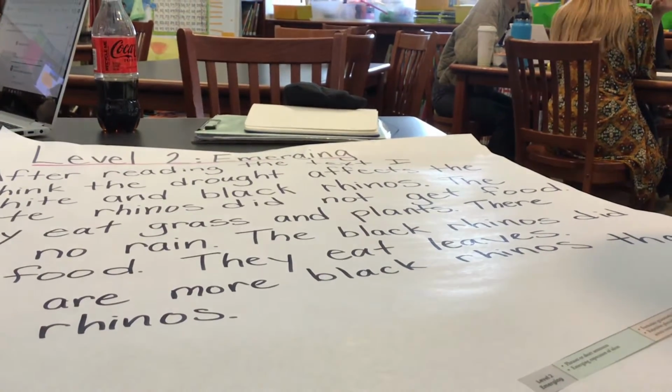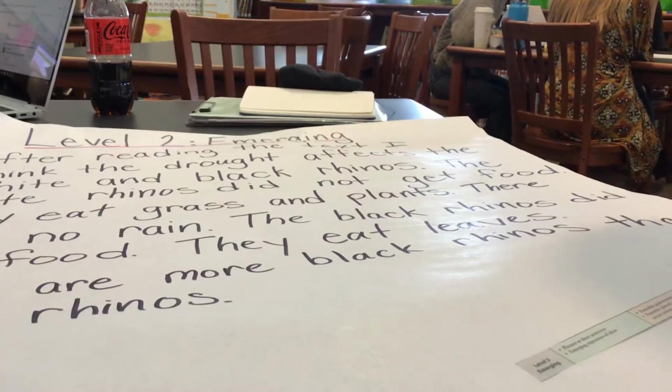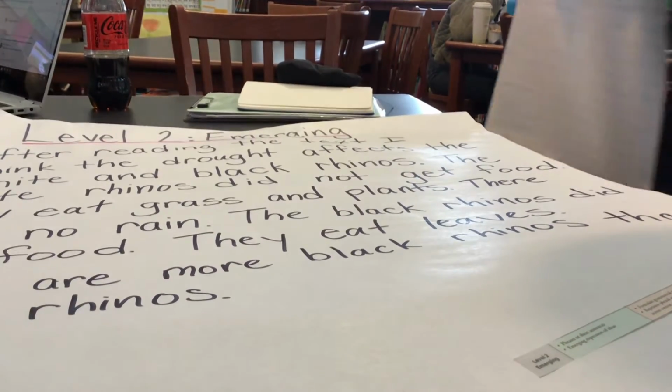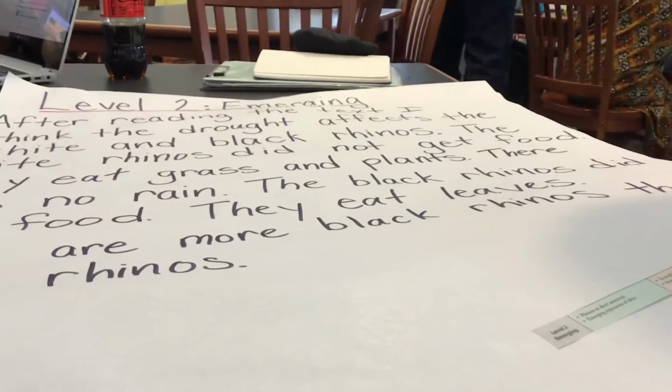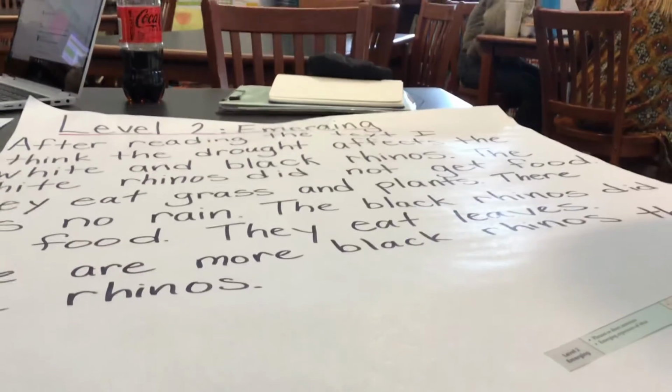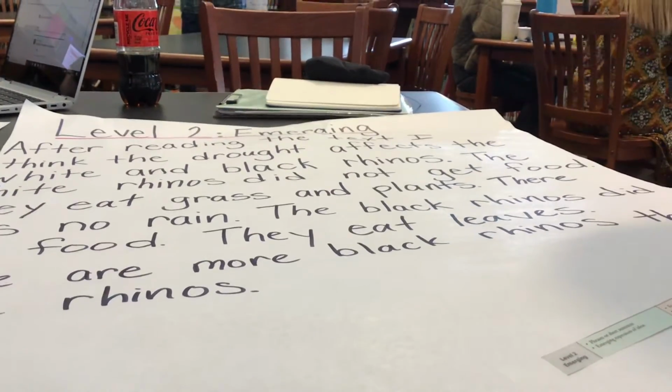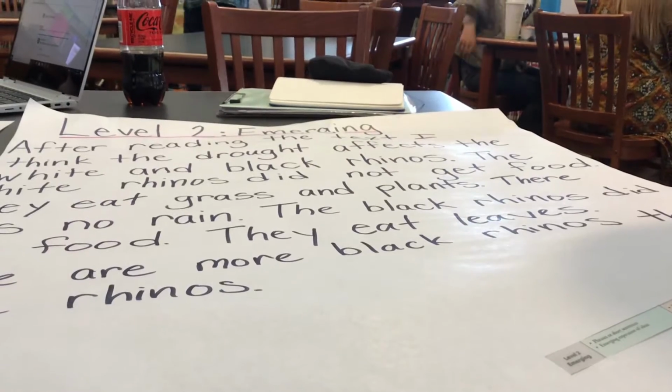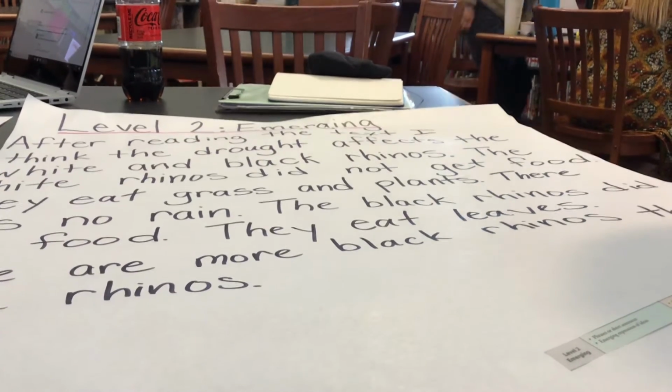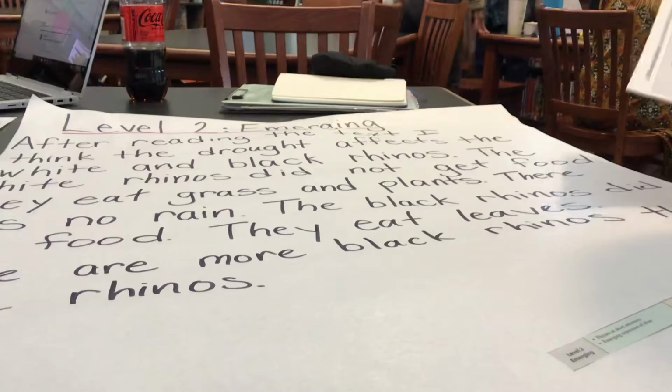Okay, so that's in the text. I think the drought affects the white and black rhinos. The white rhinos did not get food. They eat grass and plants. There was no rain. The black rhinos did get food. They eat leaves. There are more black rhinos than white rhinos. Okay.